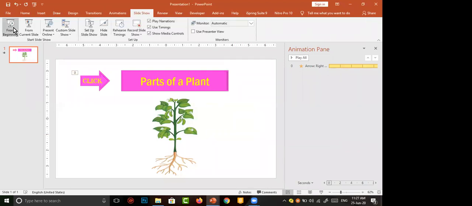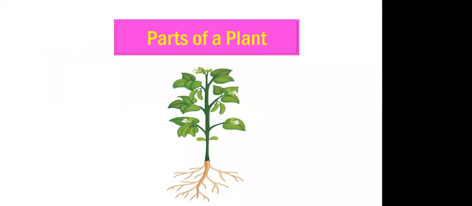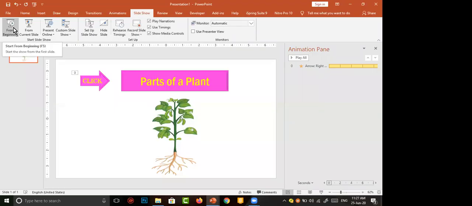Slideshow. I didn't do anything, and the click button is automatically blinking. Okay, this is the first thing we have to do. Then, if students follow this instruction and click on this one, what should happen? The plant picture should disappear and some text boxes should appear here. After clicking on the Parts of a Plant rectangle, the plant picture should disappear, and the click button should also disappear.